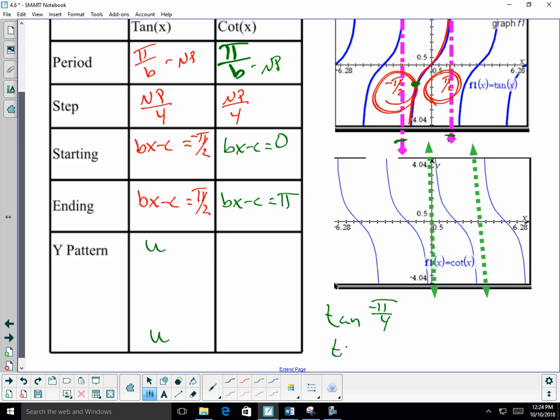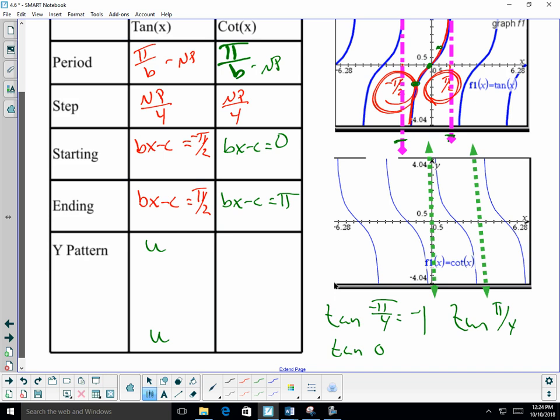Then we're going to take the tangent of 0, which would be that dot right about there. And then we're going to take the tangent of a positive pi over 4, and that will be this dot about right here. Well, I know anything with a denominator of 4 is going to be the square root of 2 over 2 over the square root of 2 over 2. So it's going to be 1. And in the third, fourth quadrant, it's going to be a negative 1. So this will be negative 1.